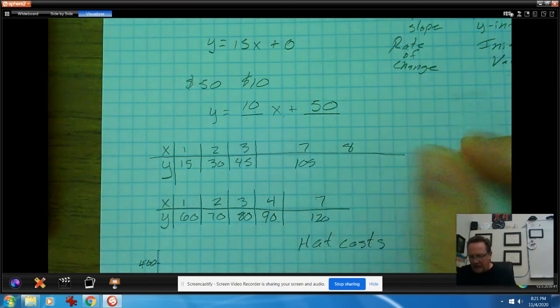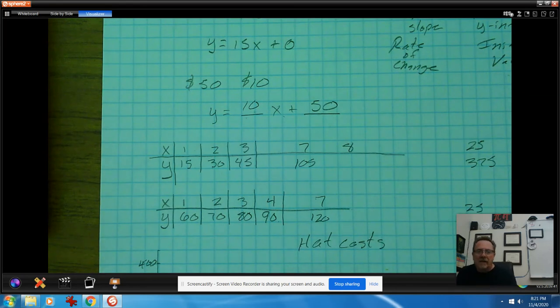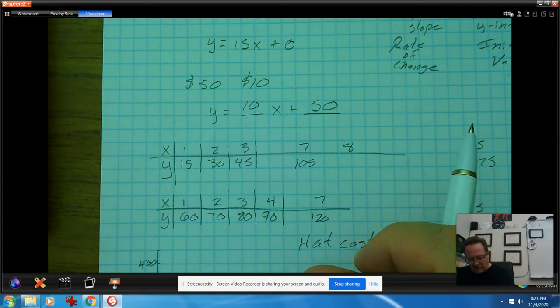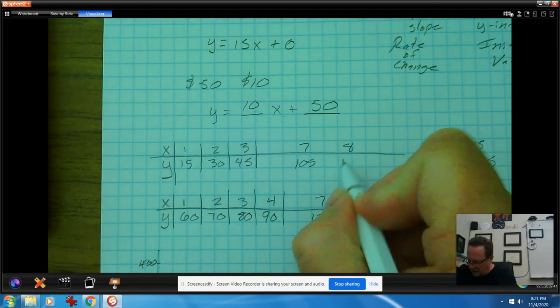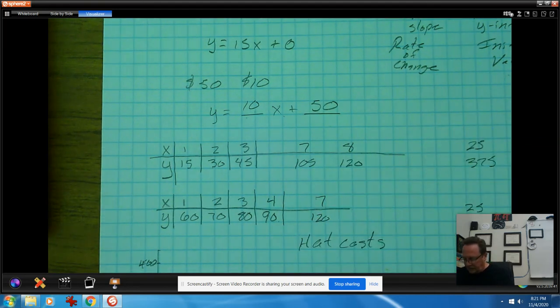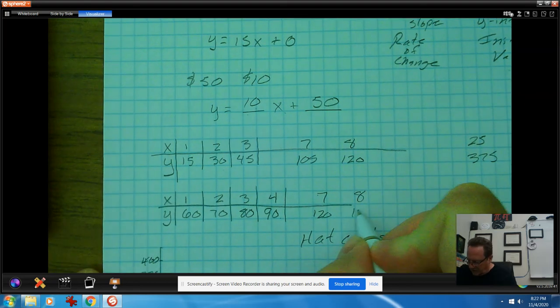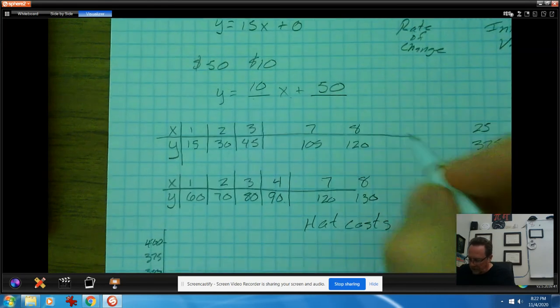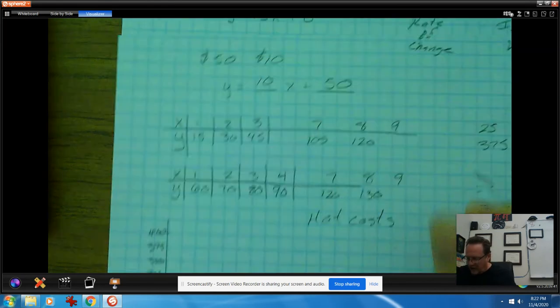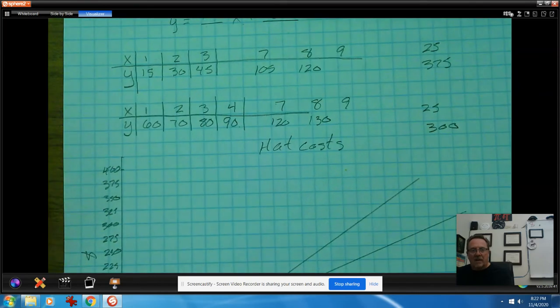Now let's do 8. At 8 hats, I'm going to do 8 times 15. And that gives me 120. And at 8 hats here, that's going to give me 80 plus 50. And that's 130. Excuse me. So my graph was a little bit off, but it's going to get there. It's going to give me a pretty good idea because I think this is where it switches now.